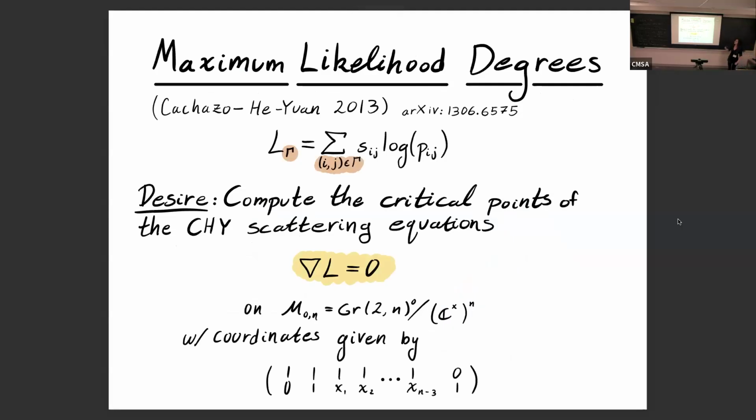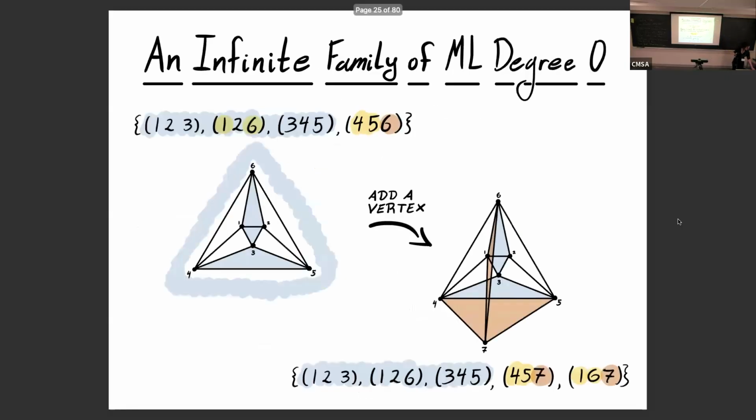So if you write down the CHY scattering potential, this is some log likelihood function, you can ask how many critical points does this have on M0n. The number of critical points is called the ML degree. And right, if we model M0n as some quotient of an open Grassmannian, we can literally write down a chart and label this set of coordinates by the indices in our hypertree. So we have an ML degree associated to a hypertree.